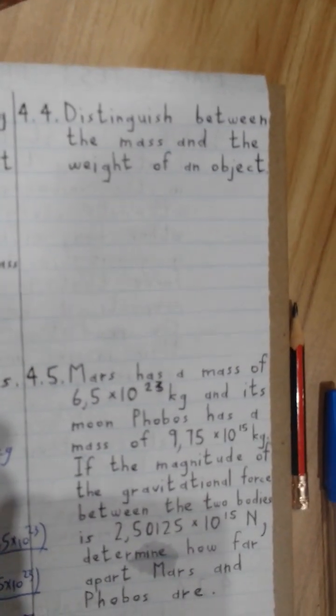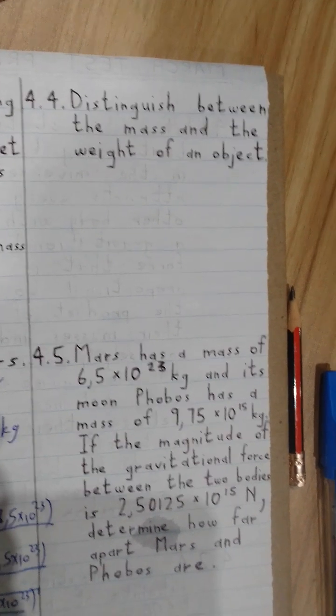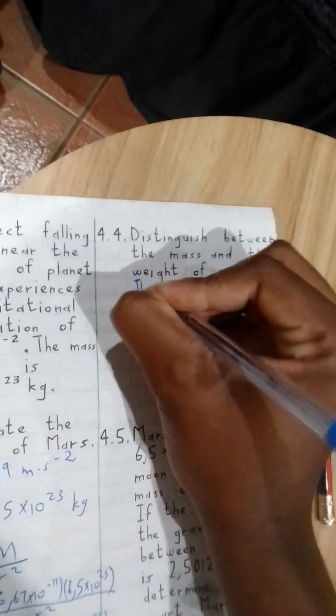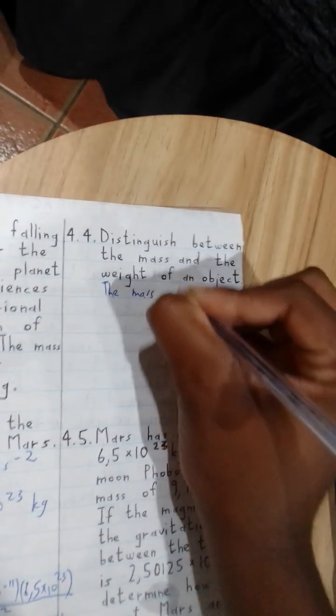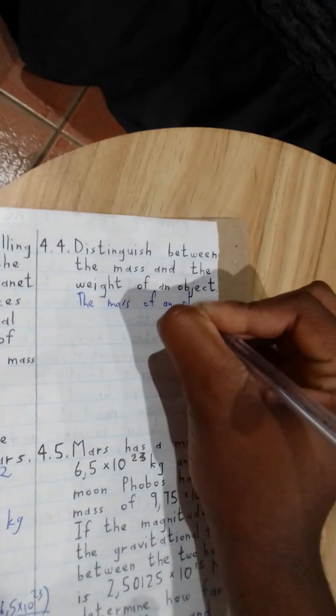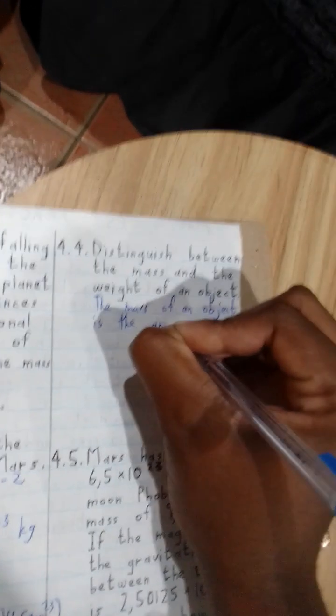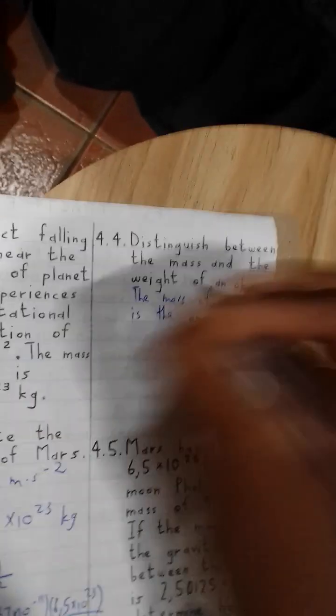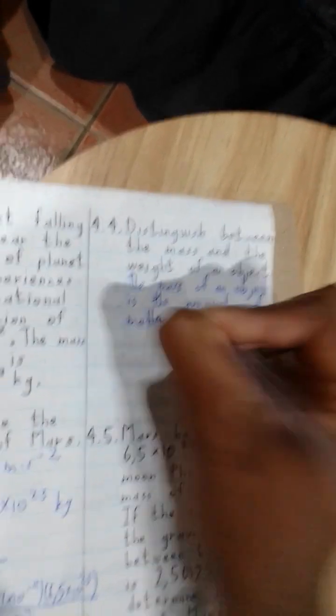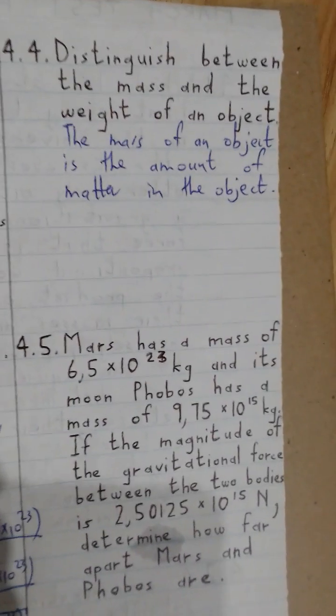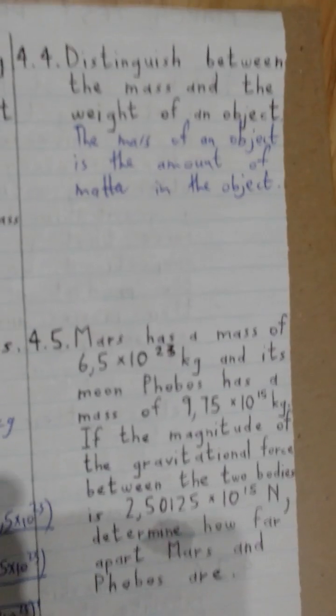4.4 states, distinguish between the mass and the weight of an object. So remember, the mass of an object is the amount of matter in the object, whereas the weight of an object is the force with which the center of the planet attracts that object.